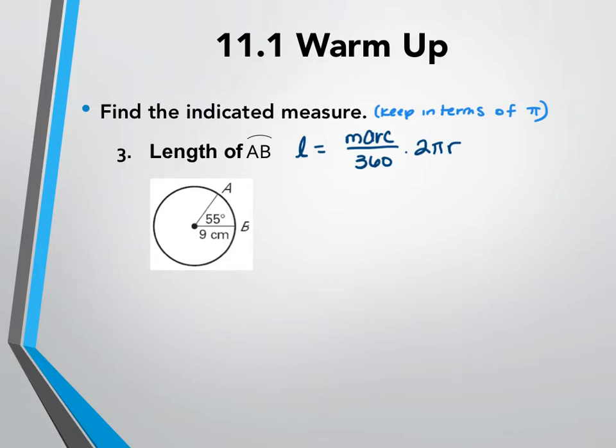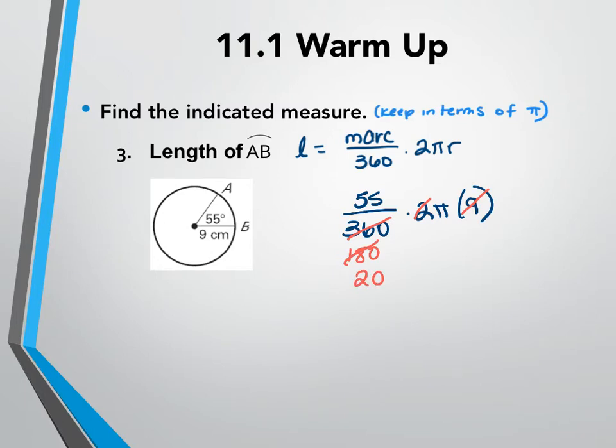All right, so this one says 55 is the measure of the arc. So 55 goes over 360 times 2 pi. The radius this time is 9. Because I'm saying keep it in terms of pi, if you think about not having a calculator on this portion, I would try to simplify it as much as I can. So 2 into 360 would be 180, and 9 goes into 180 20 times.